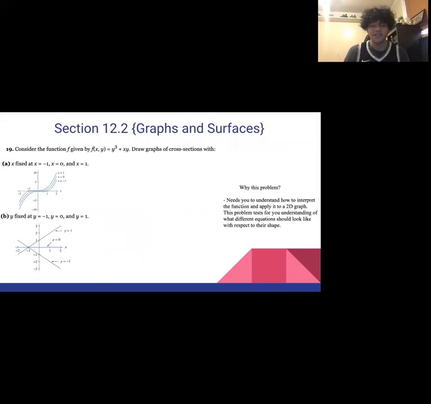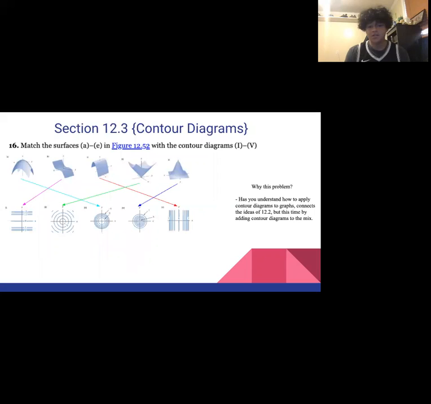Likewise, question 19 makes you visualize and graph equations' cross sections. This problem goes back to the idea of 2D graphs, so essentially chapter 12.2 covers everything you need to know about graphing 2D and 3D graphs. Moving on to section 12.3, contour diagrams. This section adds on to what you've learned in section 12.2 and makes you think about contour diagrams, which are three-dimensional surfaces by plotting constant z slices on a two-dimensional format.